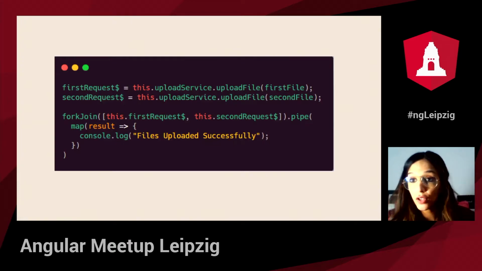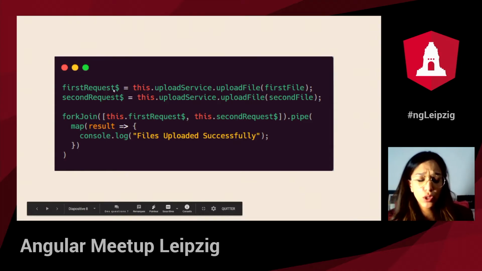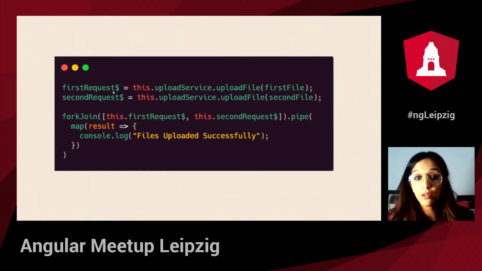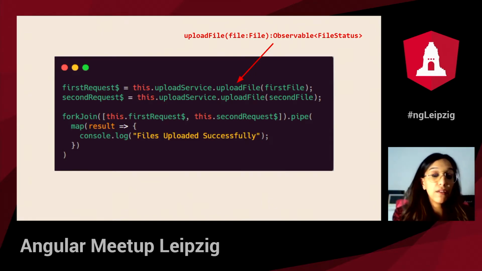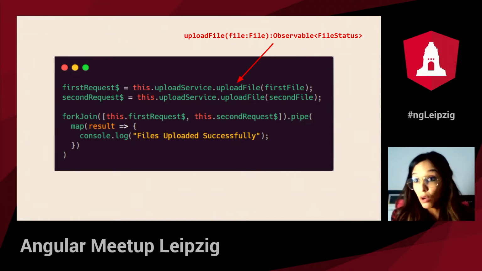This is what it looks like in terms of code. Here I have 2 requests, 2 streams. The first stream is relative to the first request. The second one is relative to the second request. And I am calling the upload file with different inputs. My uploadFile signature is the following: I take a file as input and just receive the file status, whether it's okay or it's not. And with the forkJoin, I will fork those streams together, the first one and the second one.